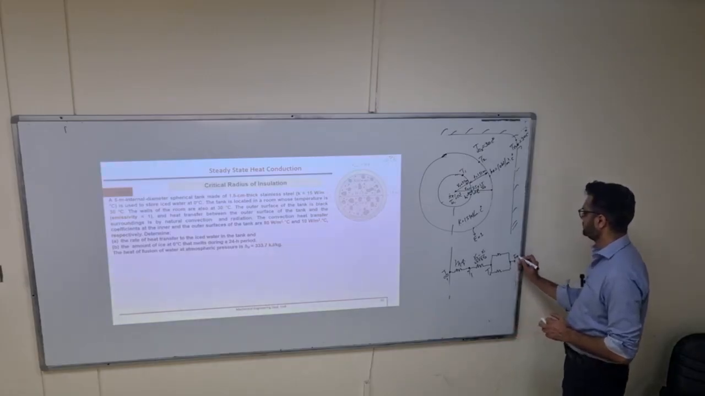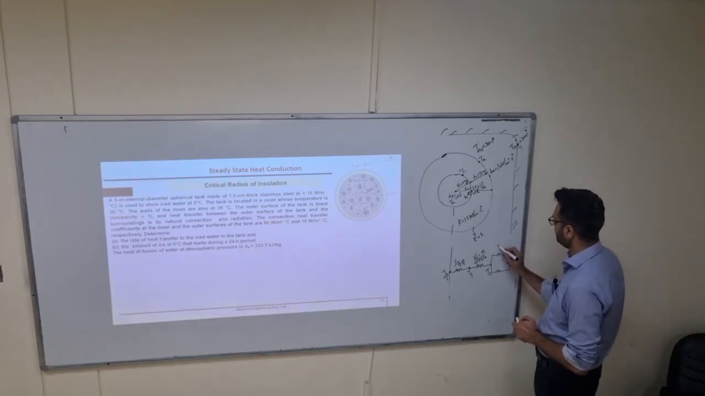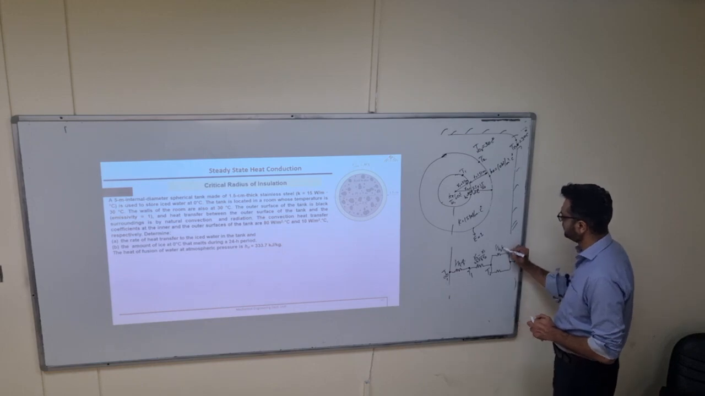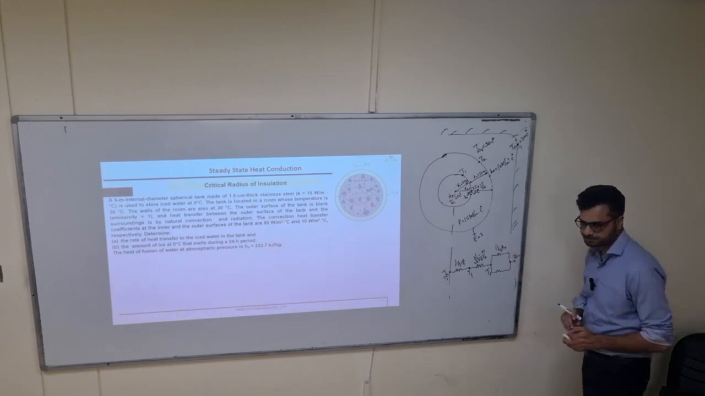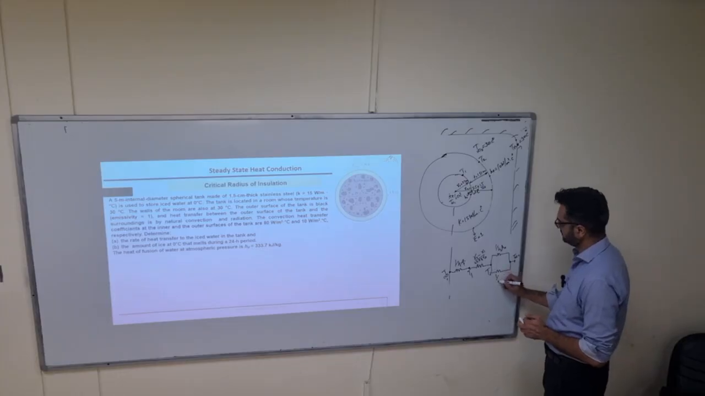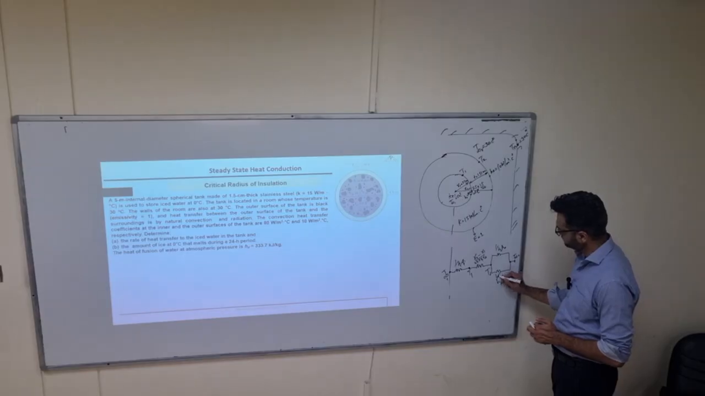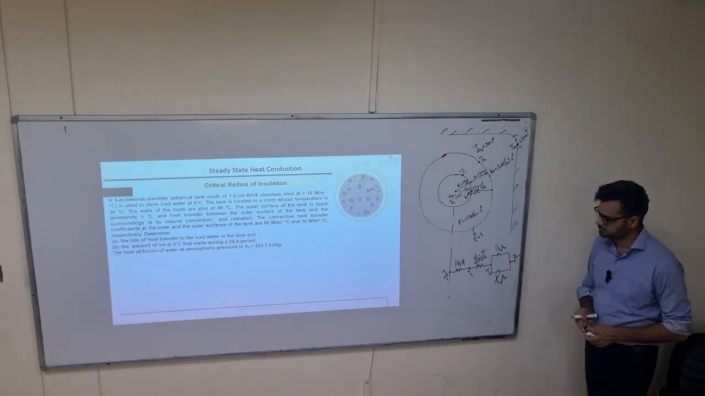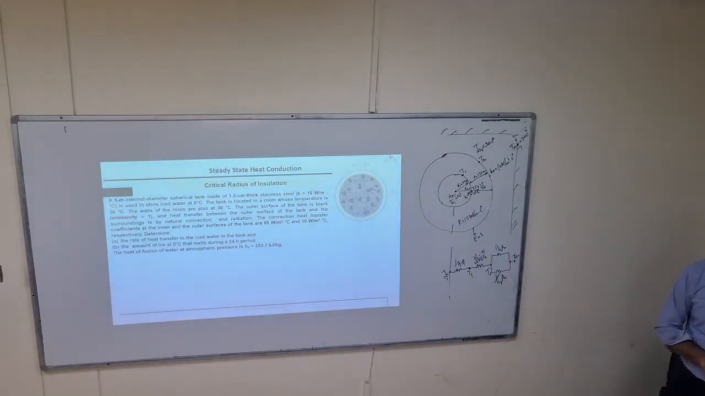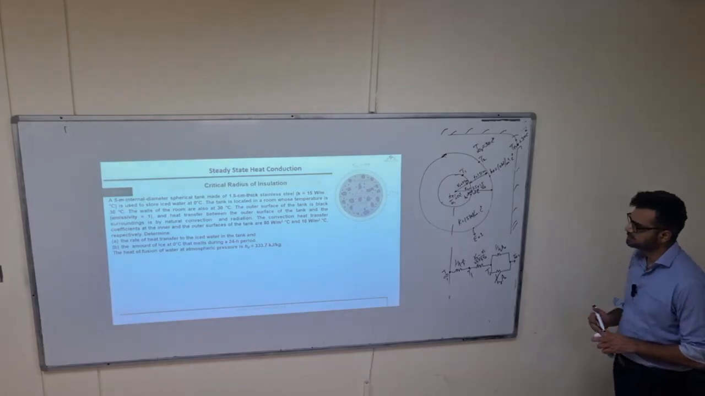So that is T infinity 2, and we have convective 1 over H outside, area outside. And second is 1 over H radiative, area outside. Okay. So that is the thermal resistance network.